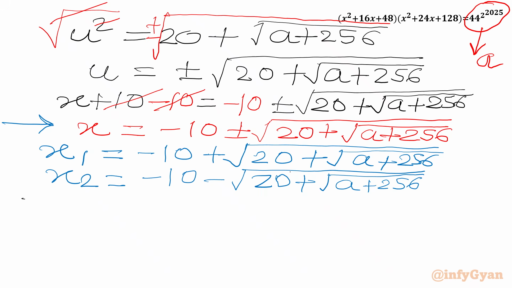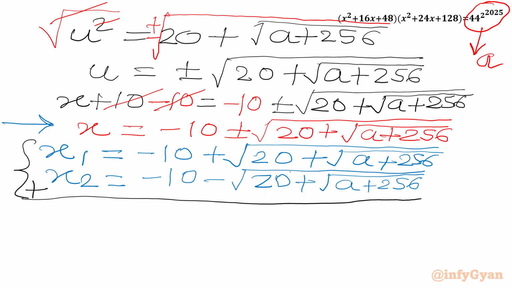We have to find the sum of real roots, so let us add x1 with x2. These two square root terms will cancel. Minus 10 minus 10 would be minus 20. So the sum of real roots is equal to minus 20.